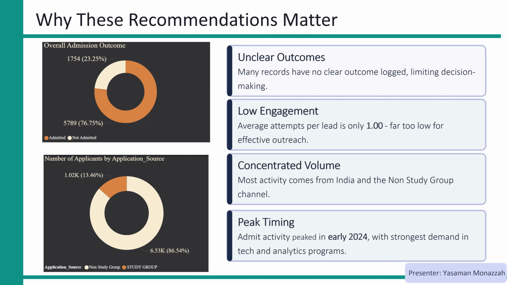Now we're going to talk about why these recommendations matter, because they address the biggest issues that we have in the data. Unclear outcomes make it harder to track what happens after outreach, and low follow-up can lead to losing applicants too early. As shown in the chart, most activity is concentrated in India and non-study groups, so these are the most important for planning, and since activity was highest in early 2024, efforts should be focused in these areas.